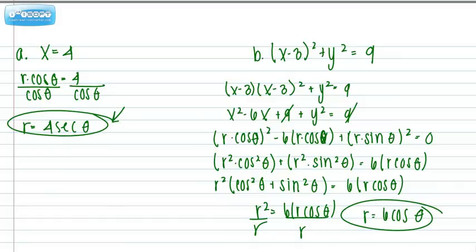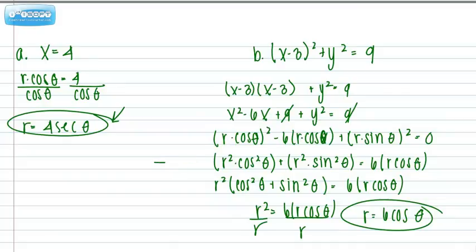For part B, we do have to make sure that we are FOILing. So x minus 3 times x minus 3. I can get rid of that power of 2 since I already FOILed. Our 9s cancel out from both sides, so I can go ahead and get rid of the constants. Make sure that you are going through and substituting in correctly. So I have r times cosine of theta for x, r times sine of theta for y.